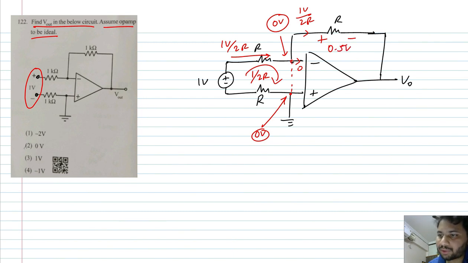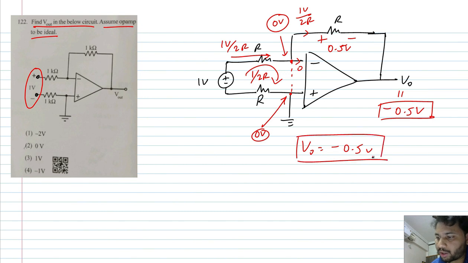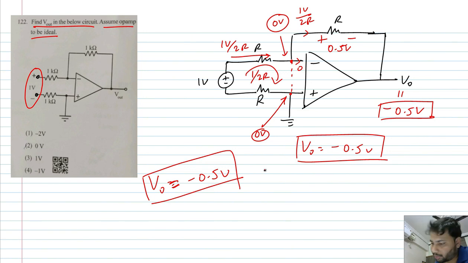Now this is 0 volts. Then you go from plus to minus, you have to subtract the drop. So V0 will be minus 0.5 volts. So what is V0? Minus 0.5 volts, which is not among the given options. So I think for the 122nd question, the mark should be granted to all, irrespective of your response, because the correct answer is V0 equal to minus 0.5 volts. Okay.